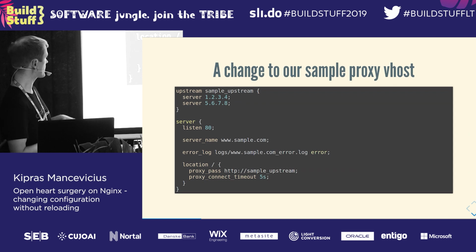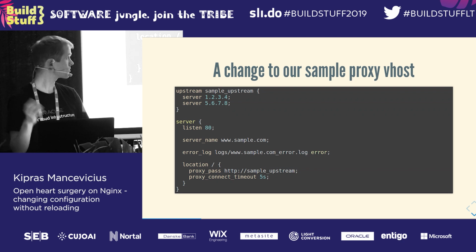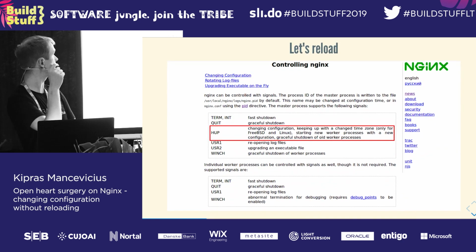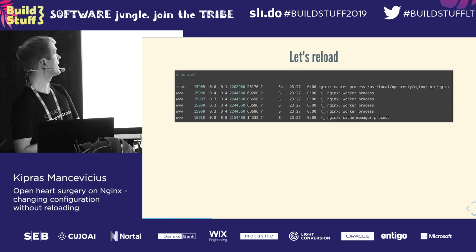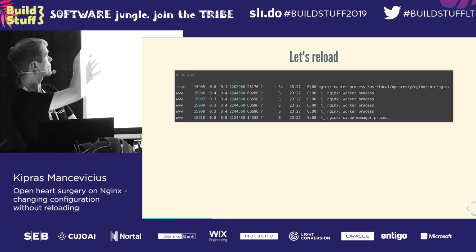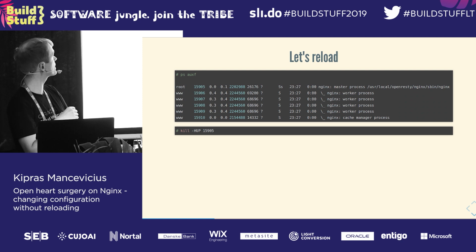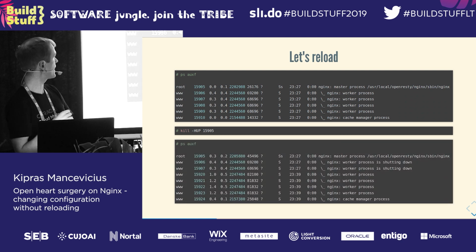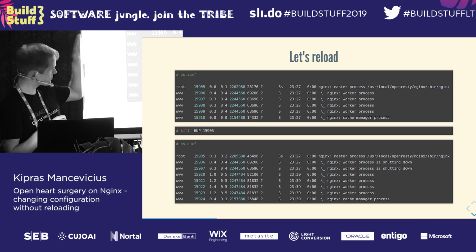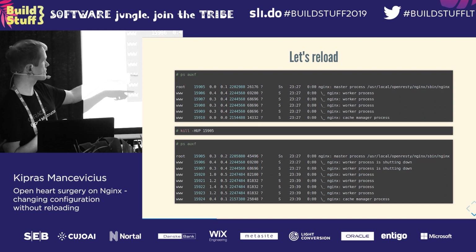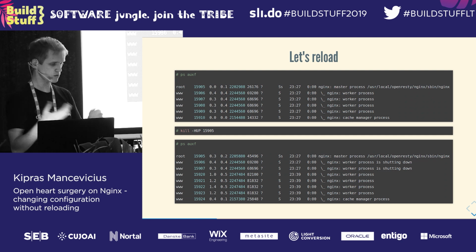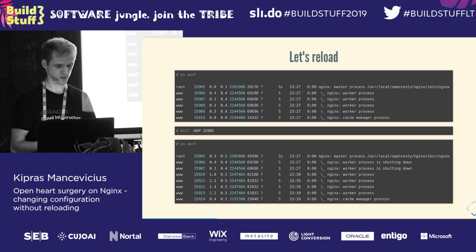Updating configuration. Let's say I wanted to add that last line there, proxy timeout 5 seconds. You change the config, then you send a hang-up signal to the master process. These are the processes. We send the hang-up signal to the master PID, and now you see the two old workers that are shutting down, and then new worker processes starting up. That's the gist of it.